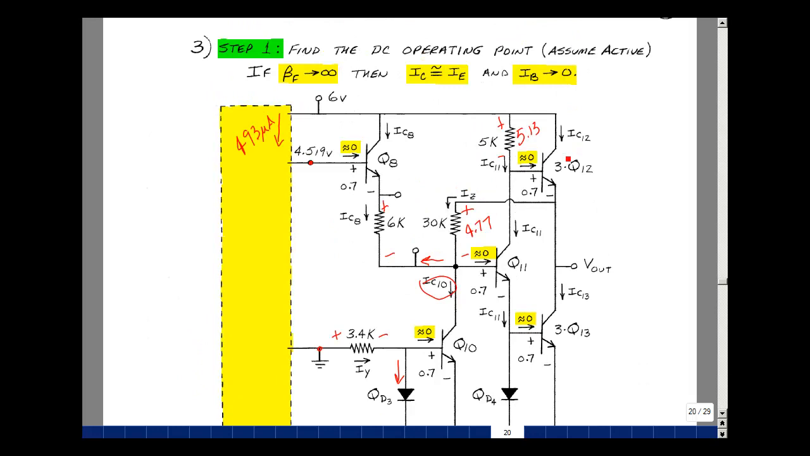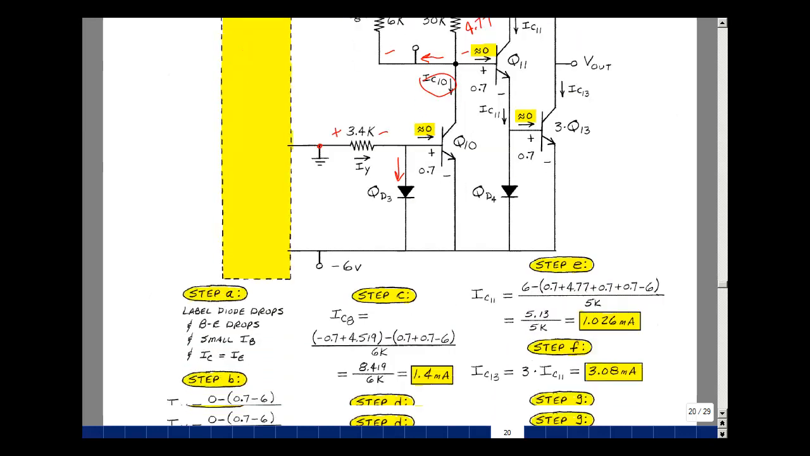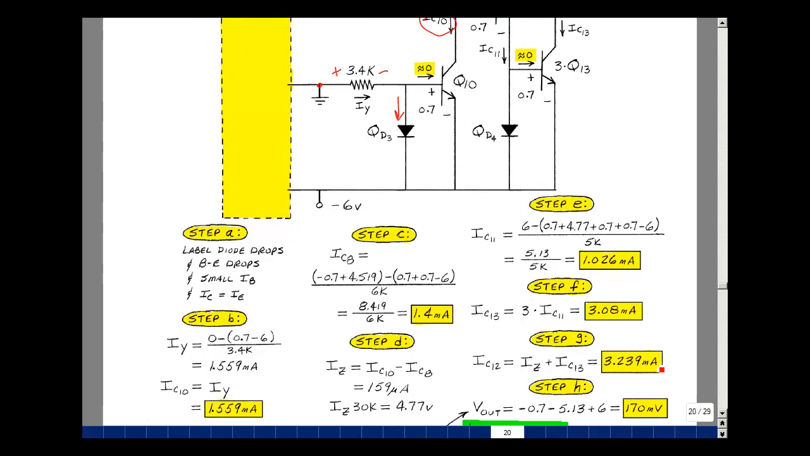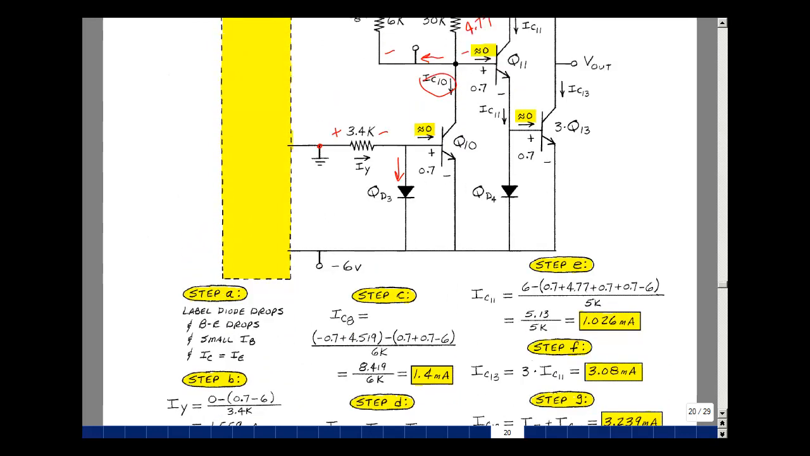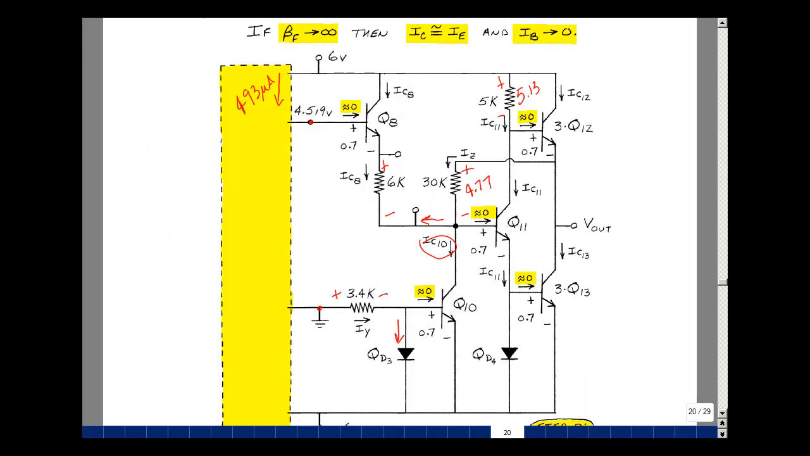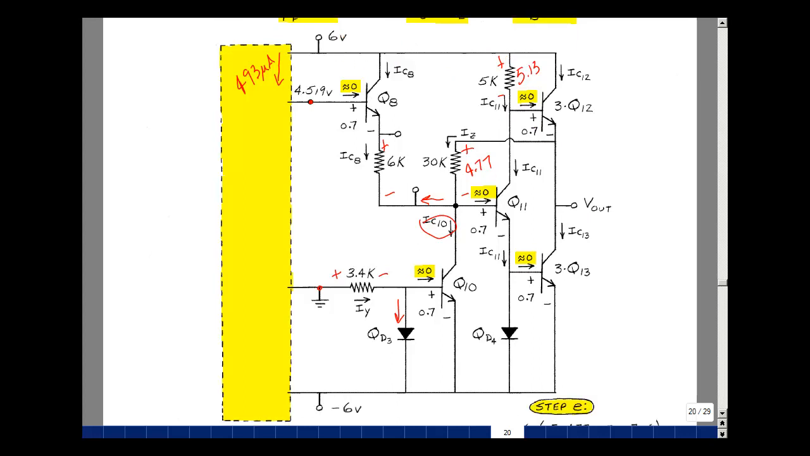Transistor 12's current's coming in here, coming back out. That's going to be equal to I sub Z plus I sub C13. I sub C13 was 3.08 milliamps, and I sub Z was 159 microamps. So adding those two together is about the same number, but to be more precise, it turns out to be 3.239 milliamps. And lastly, we could solve for V out. The voltage V out here, you just go back around the loop this way, back to ground. V out is equal to minus 0.7, minus 5.13, plus 6. And that's 170 millivolts. In other words, 0.17 volts.